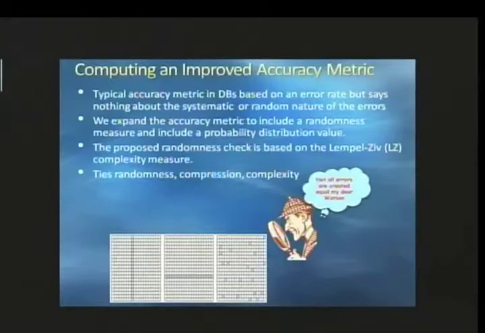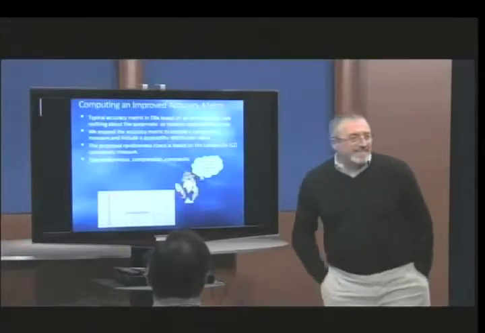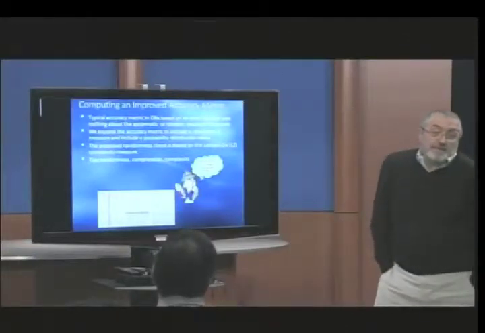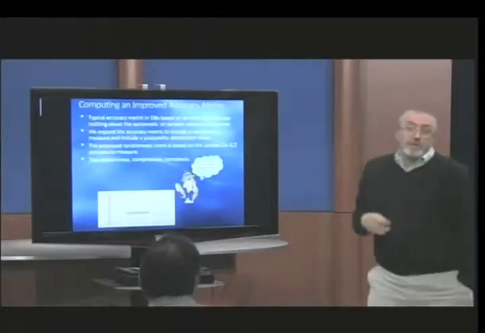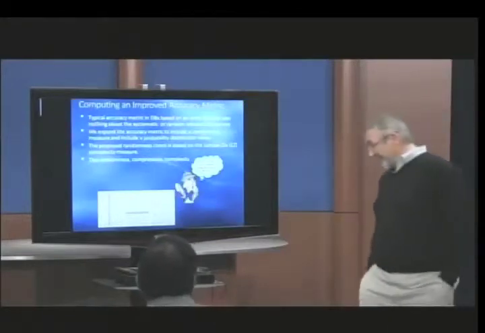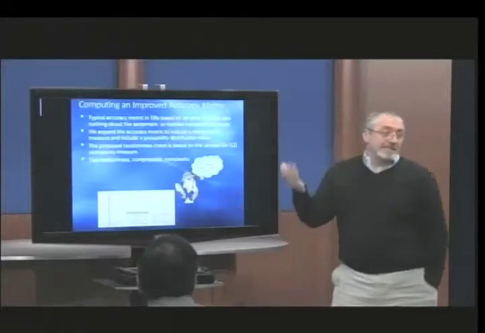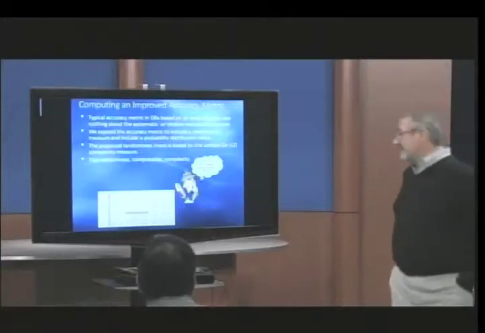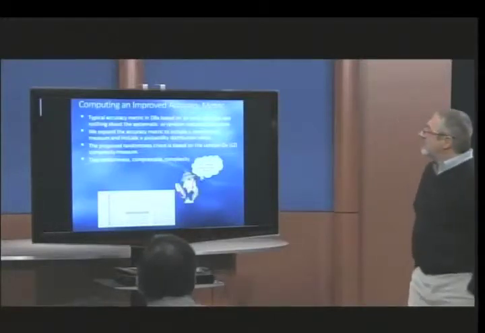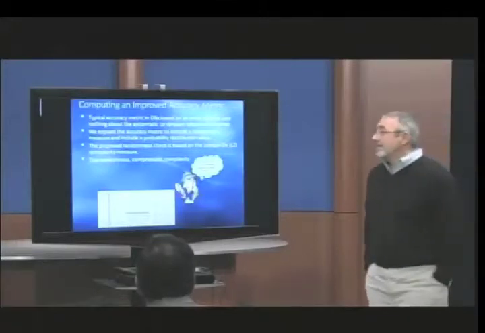And the problem is that usually the only measure taken into consideration is just an error rate. And that's not good enough, because among other things, the error rate is just telling me how many errors I have per number of records, for example, but it says nothing about the distribution, the systematicity of the error, the randomness of the error. So it's something that we worked on for some time, trying to see if we could actually find a good measure of randomness.